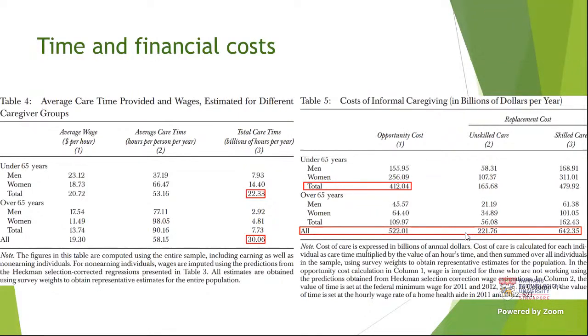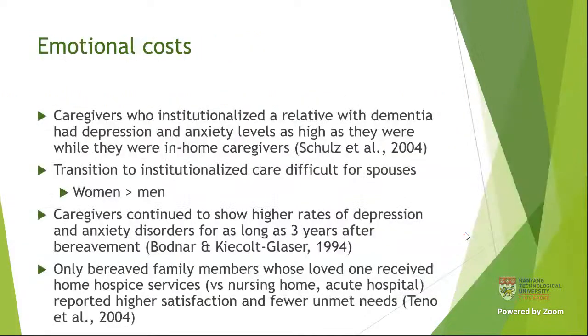Because my question was from the point in the previous slide where you said that women are more than men. Do you mean that it's more difficult for women to be in nursing homes or more difficult for women to put their husbands in nursing homes? Okay, thank you for the question. Transition to institutionalized care is difficult for the spouses of the care recipient. So the answer is, women find it difficult to put their husbands in the nursing homes.